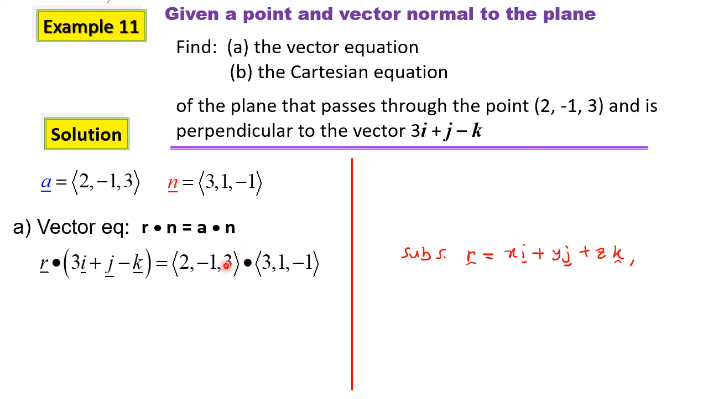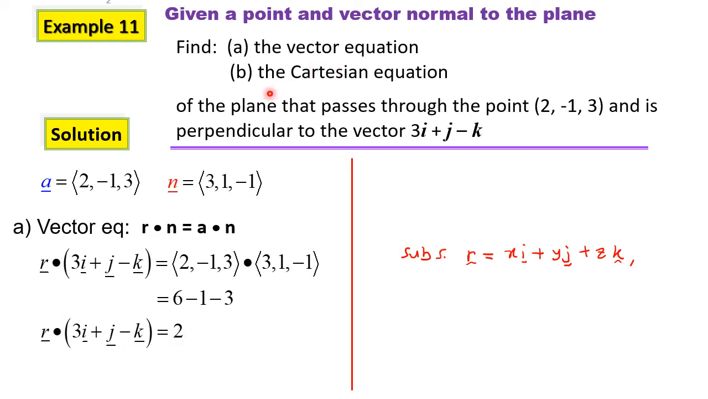On the other hand, on the right hand side, since we do the dot product, we just use the bracket here, and then we solve the dot product on the right hand side. So it will be 6 minus 1 minus 3 from the dot product, and the answer, r dot n equals a dot n, which is 2. Right, so this is the vector equation.